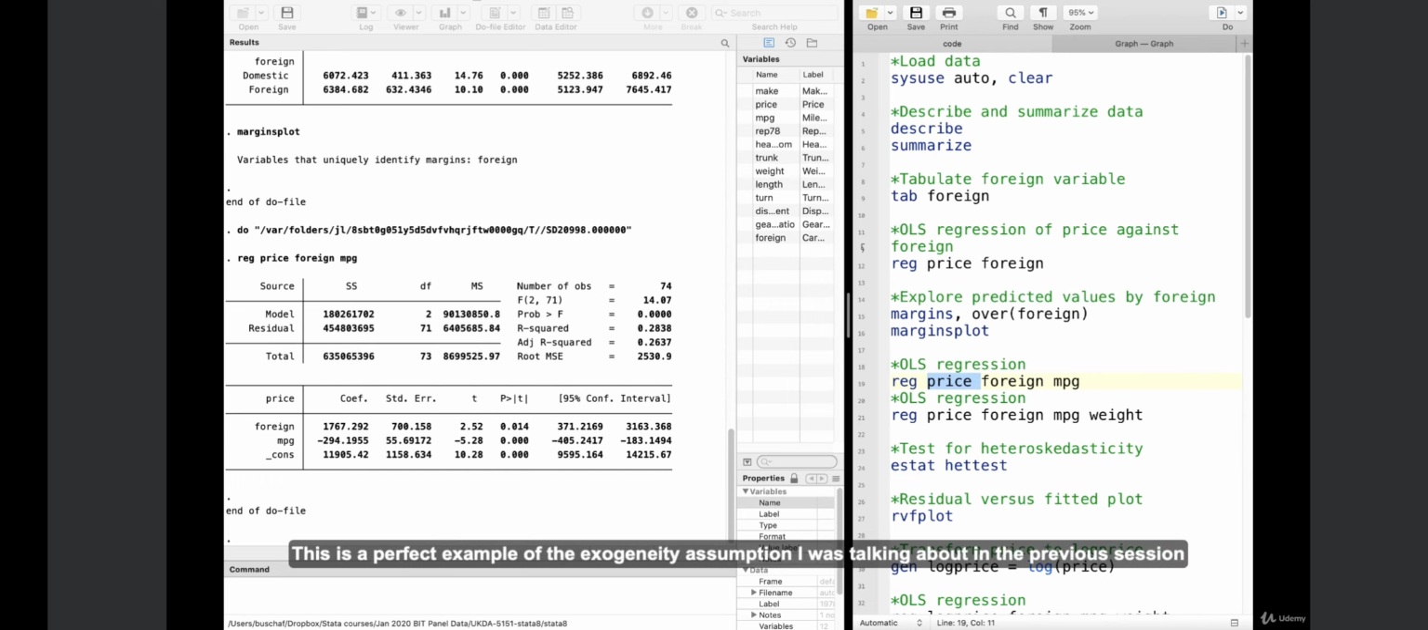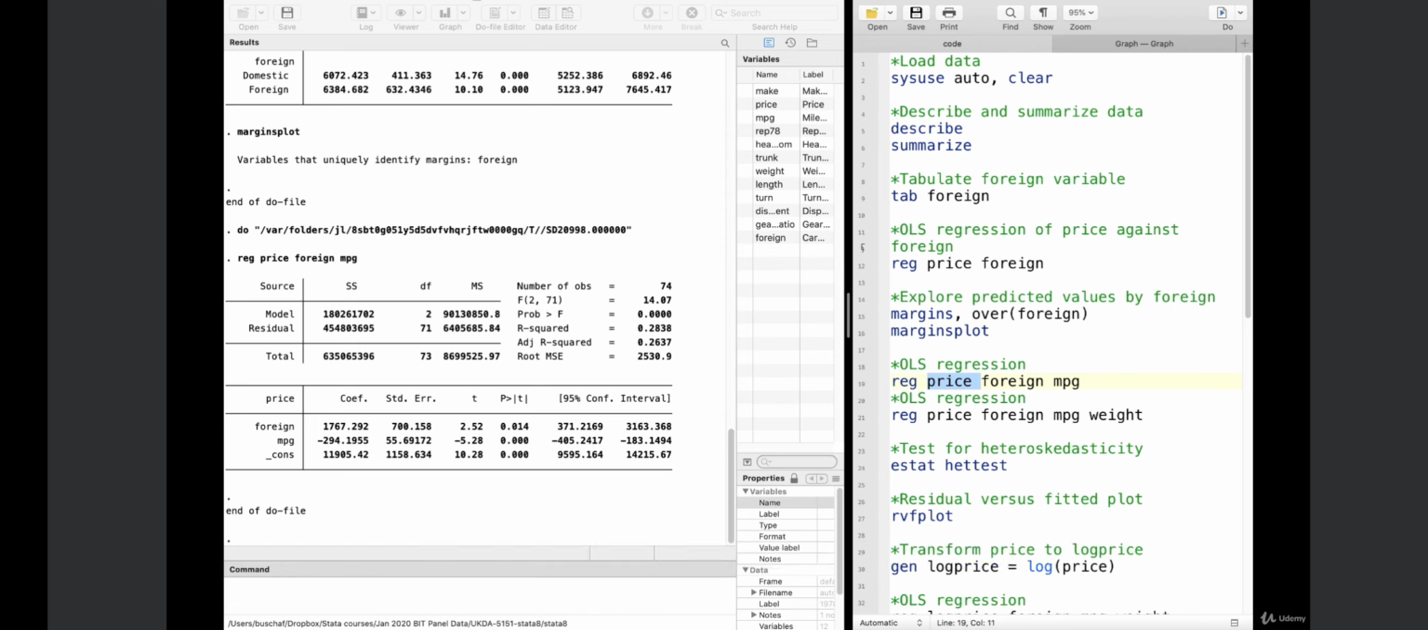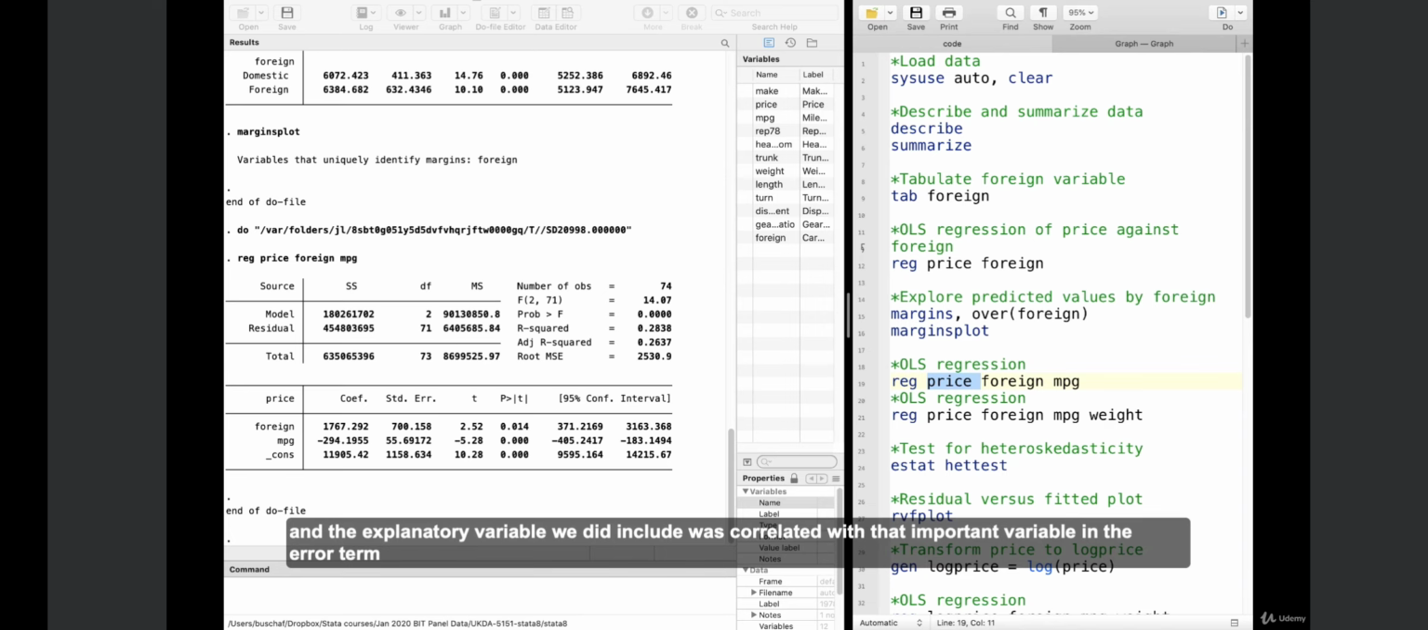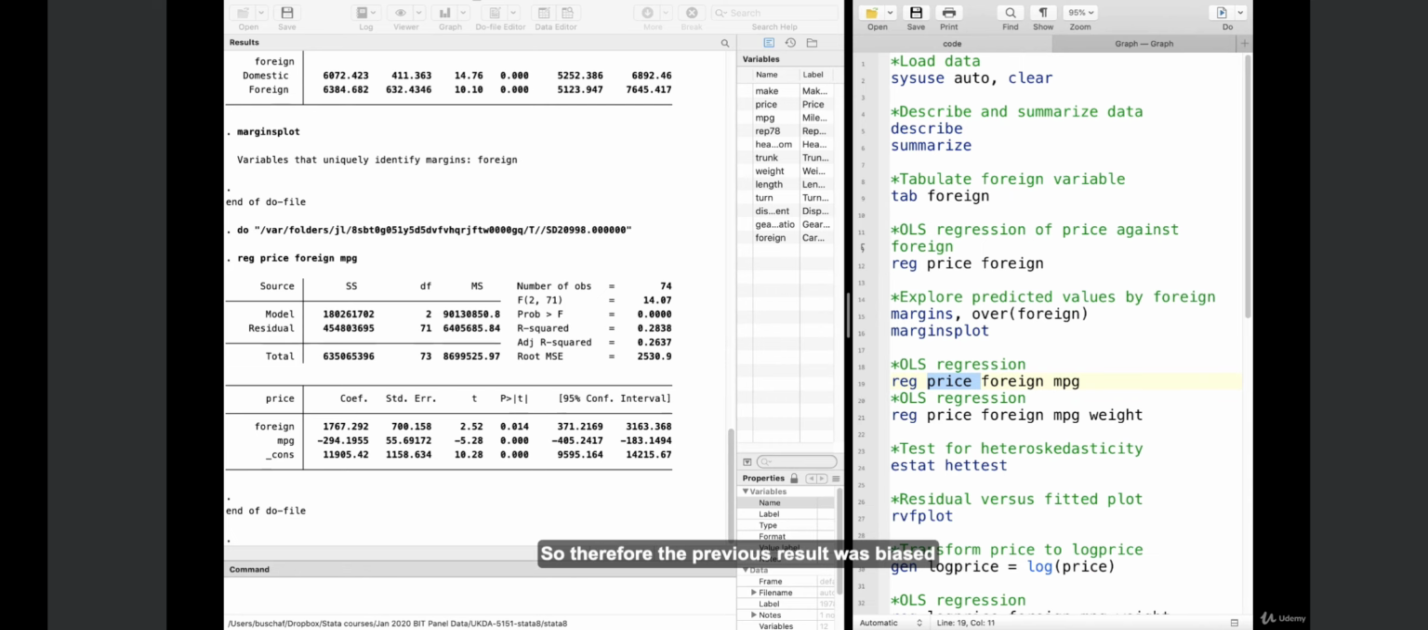This is a perfect example of the exogeneity assumption I was talking about in the previous session. We omitted an important variable from the regression model, and the explanatory variable we did include was correlated with that important variable in the error term. So therefore, the previous result was biased. However, because we have now moved the offending variable, miles per gallon, from the error term into the regression model, we are controlling for it and hopefully produced a less biased estimate. This really shows the importance of careful model building.